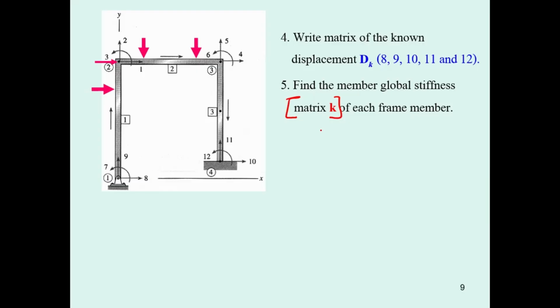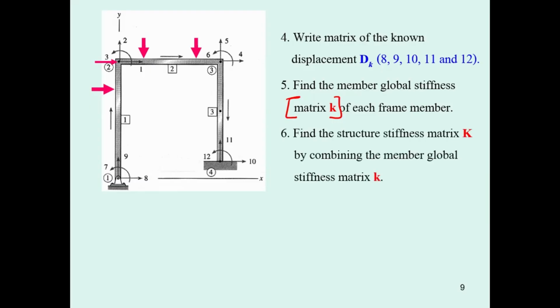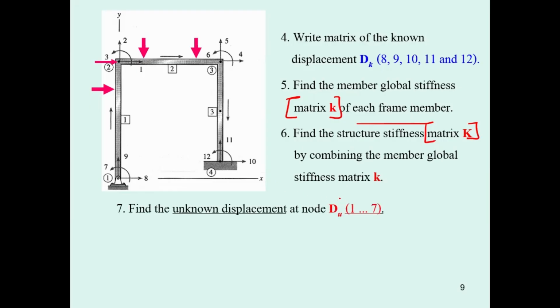Now, we will discuss the small k matrix later. Again, the same concept will be used. You have to assemble the small k matrix into the capital K matrix. Use the same method, and then you will get the capital K matrix. Then you determine the D sub U, as you know from the truss. Up until now, you're supposed to be pretty good on step number 6 and step number 7.